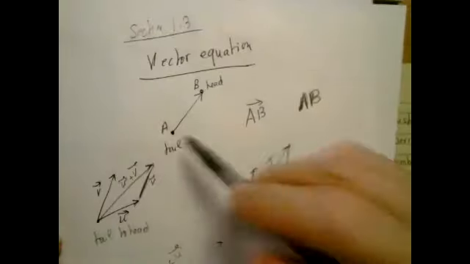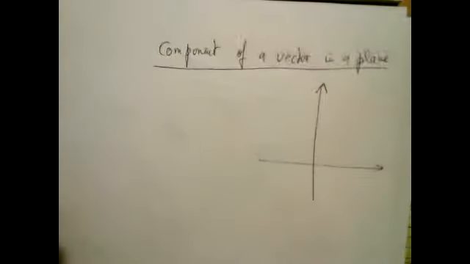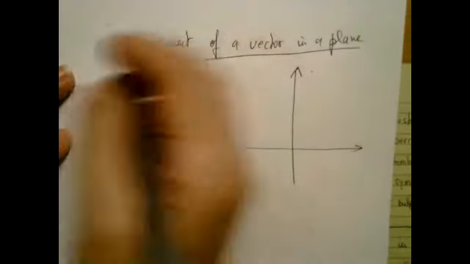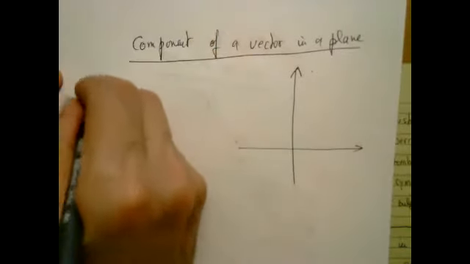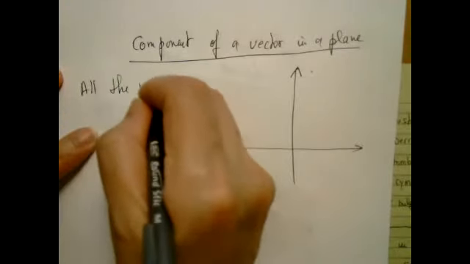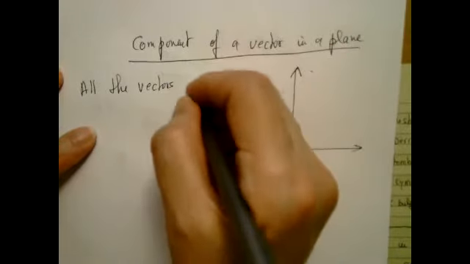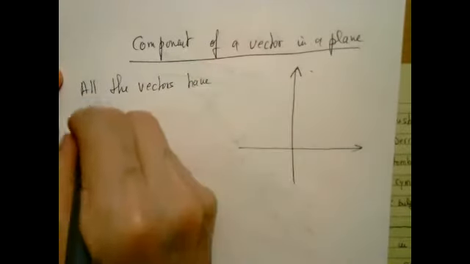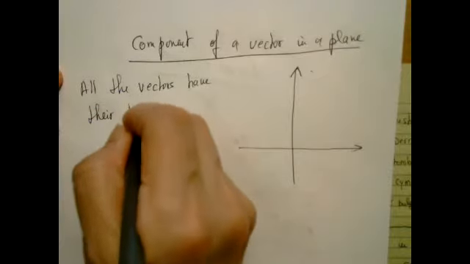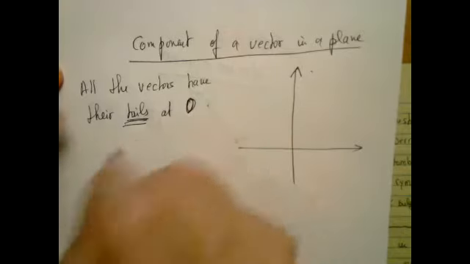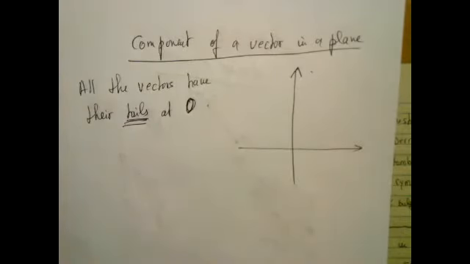have tails and heads. And in physics, the tail and head could be basically anywhere you want. In this class, in linear algebra, the only thing I want, and that's important for me, is that all the vectors in my course have their tails at the origin. Whenever I'm drawing a vector, I always start at the origin.